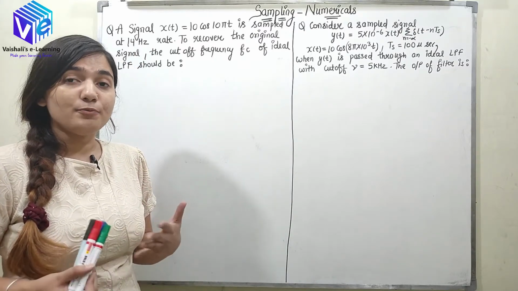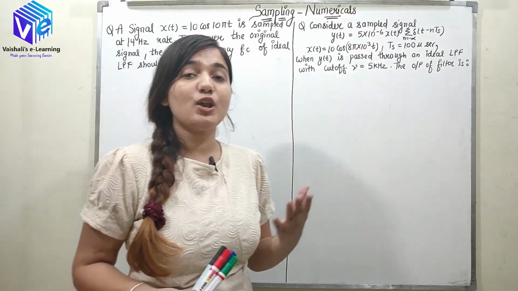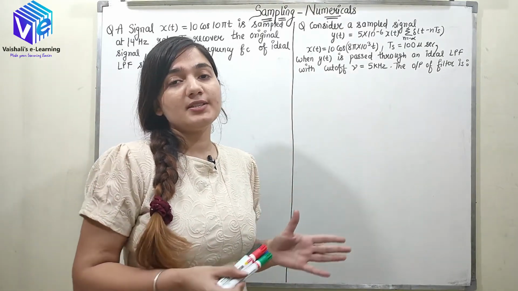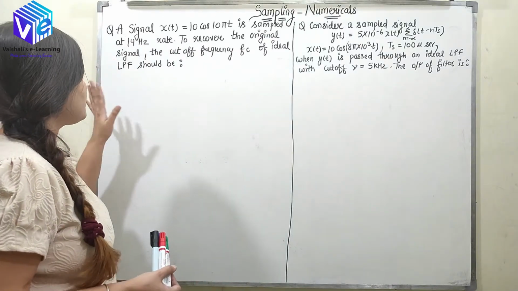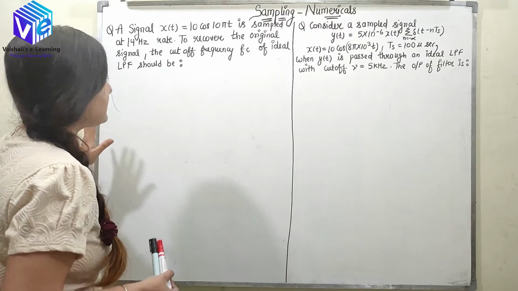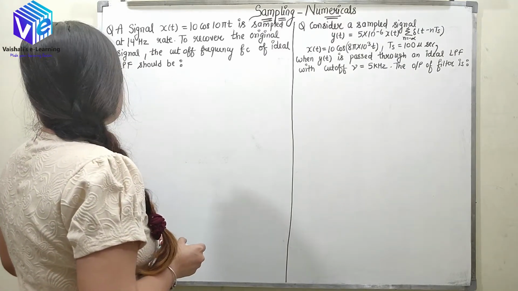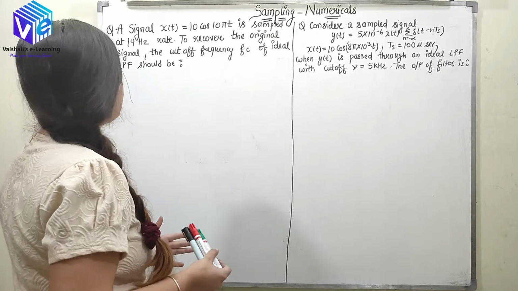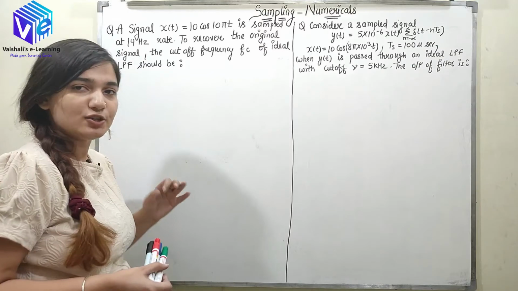I hope you remember that in the reconstruction, I require a low pass filter to reconstruct the message signal from the sampled output. So here the first question states: a signal x(t) equal to 10 cos 10 pi t is sampled at 14 Hz rate. To recover the original signal, the cutoff frequency fc of the ideal low pass filter should be?